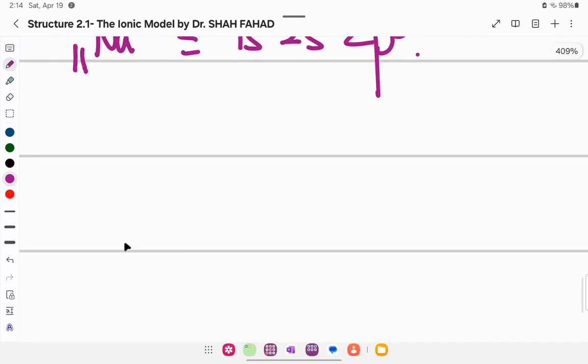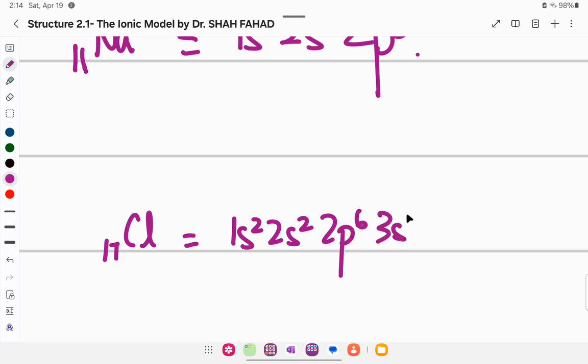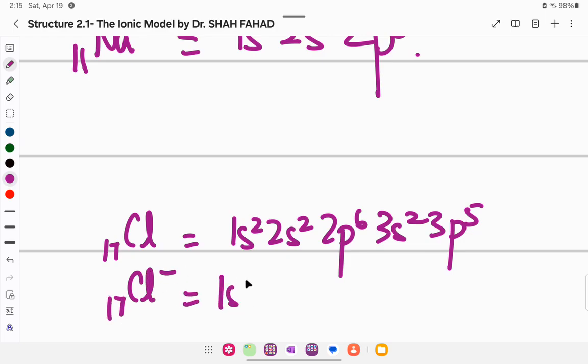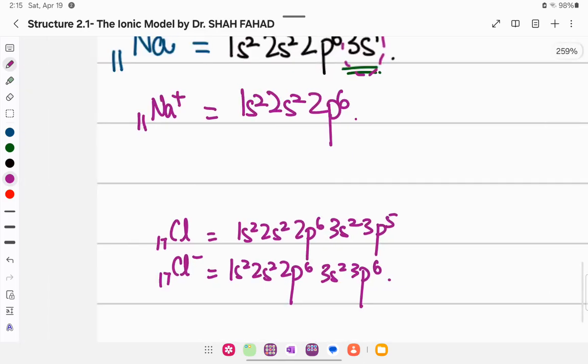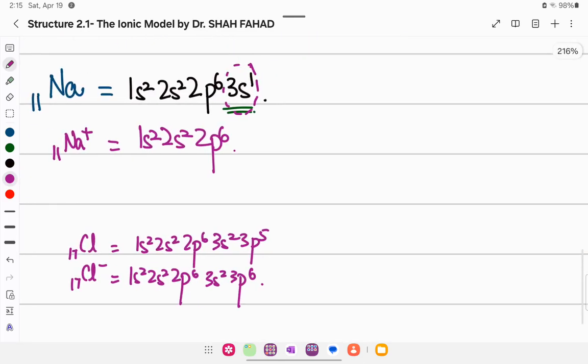Let's take another example, chlorine. Chlorine 17, the electronic configuration is 1s2, 2s2, 2p6, 3s2, and 3p5. After it gains one electron, that electron is added to the p orbital, the outermost orbital. As a result, the chloride ion becomes 1s2, 2s2, 2p6, 3s2, and 3p6. This is how electronic configurations will help you predict the charge of the ion.